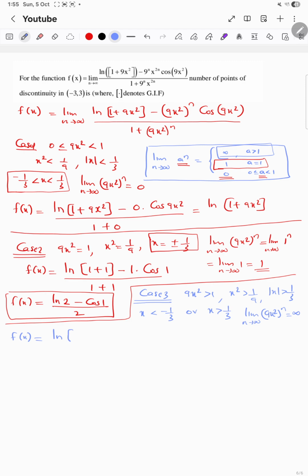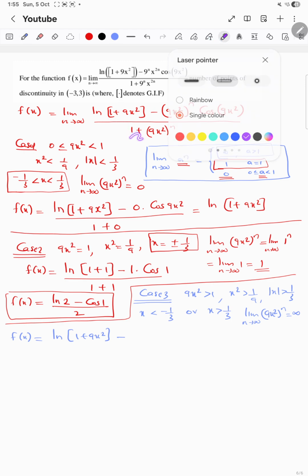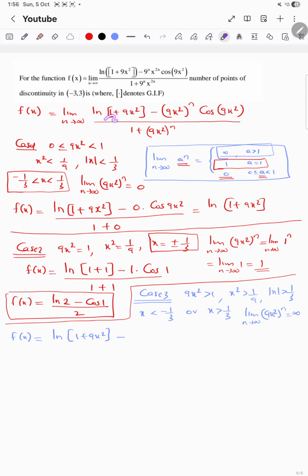So I applied the limit, so it will be ln 1 plus 9x square minus, what will be this? Here I am applying the limit, so here there is no change. Here it will become infinity, and the denominator also it will be infinity. So it is infinity divided by 1 plus infinity. Infinity into cos 9x square. So it is clear that this is a finite value, log 1 plus 9x square minus infinity into cos. So it will be infinity by infinity form.